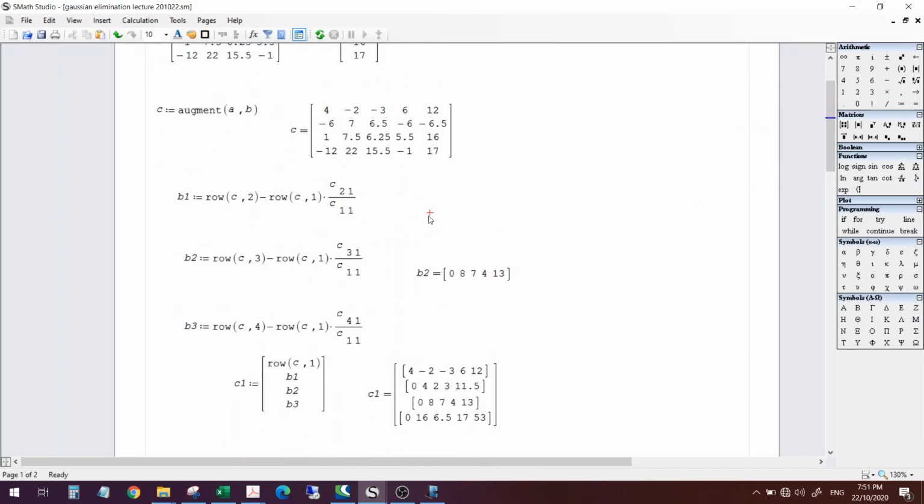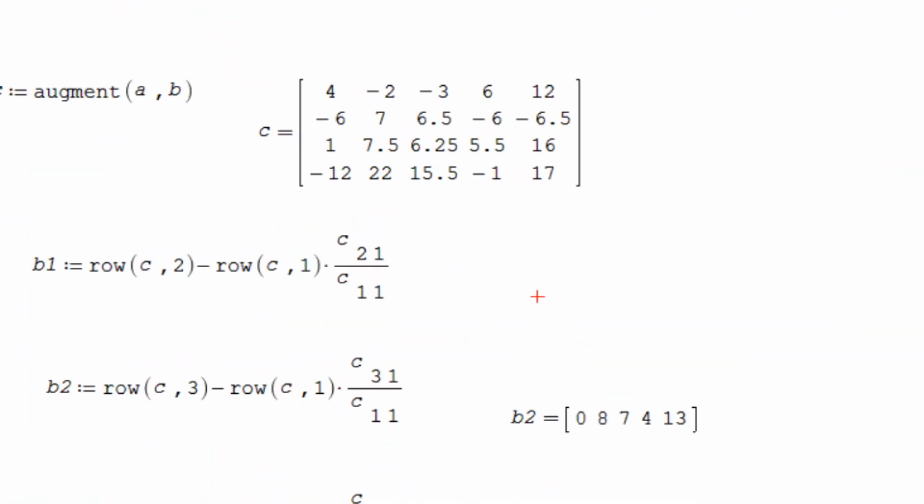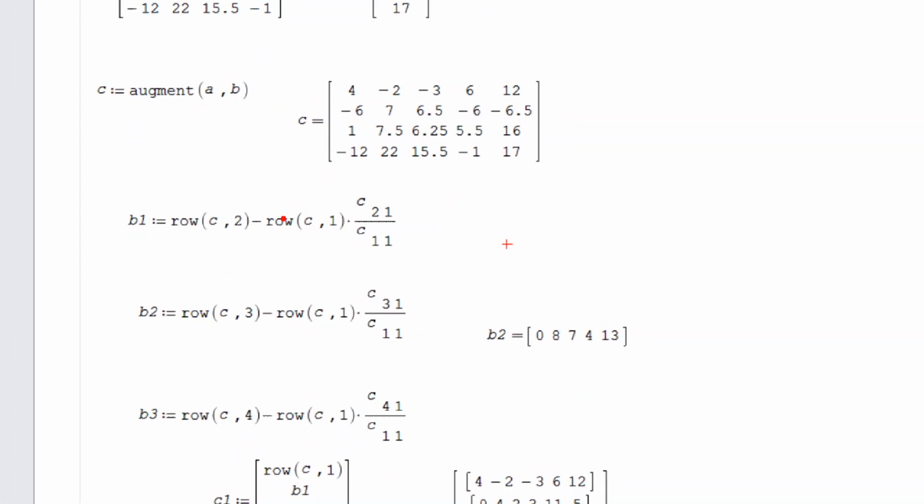Now, remember, the first pivot equation is the first row, right? So you will see that I use the first row here. The command is I extract the first row by using the command row of the matrix C, and then indicate the number 1, indicating the first row. So this is this.